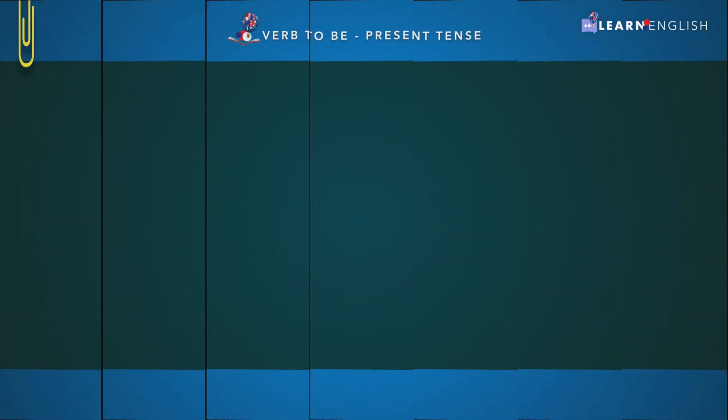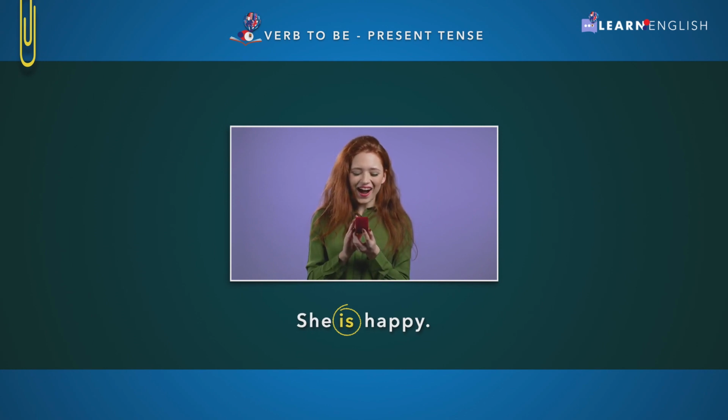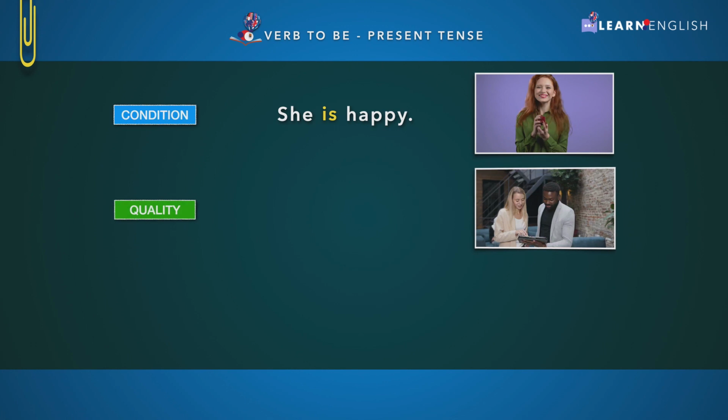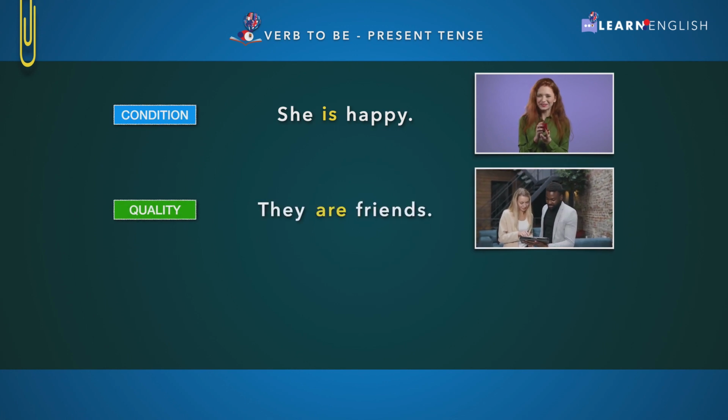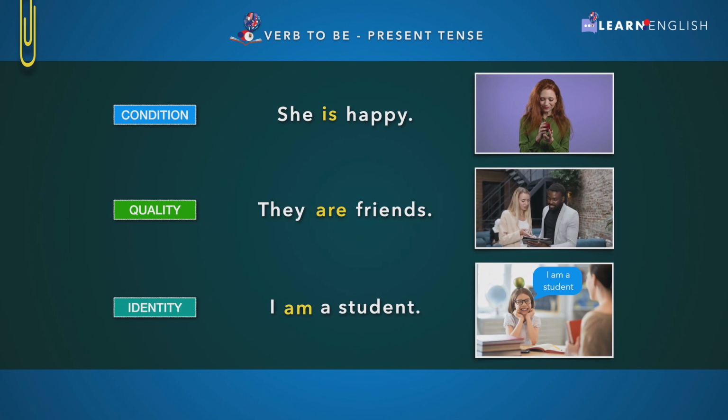Let's see, in the following example. She is happy. We found the verb to be in the word is, where it expresses a condition of a person. She is happy. We can also use the verb to be to express some quality. For instance, they are friends. In addition, the verb to be can be also useful to express identity, as follows. I am a student. In this example, she identifies herself as a student.